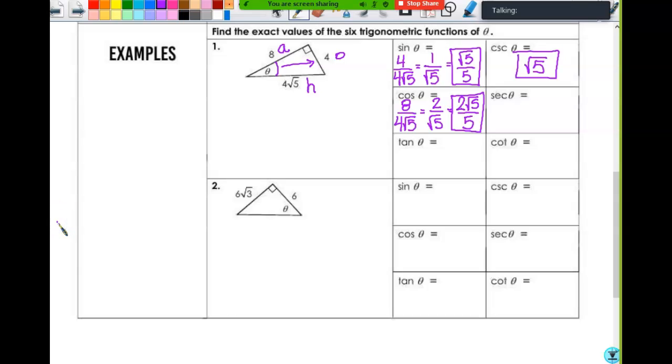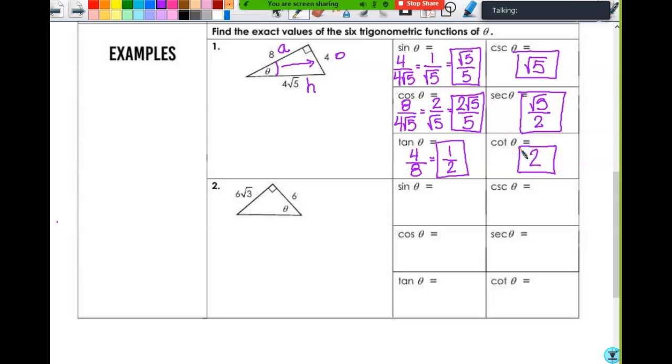Secant is the reciprocal of cosine. So I have like 3 things I could choose from here. I'm going to make my life easiest. I'll just take this one, and I get the square root of 5 over 2. Tangent theta, opposite over adjacent, so that is 4 over 8, which is 1/2. So that means cotangent is 2.